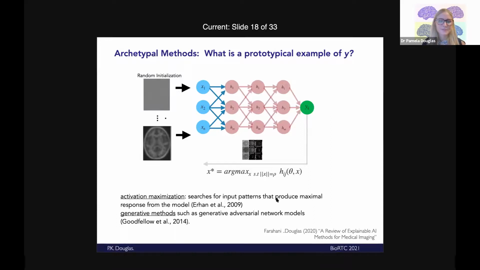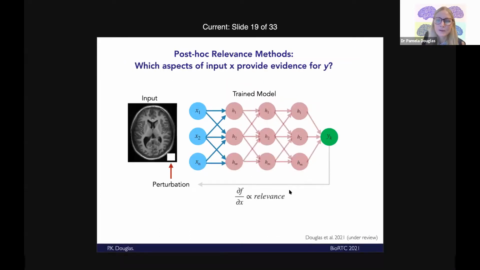So some examples of algorithms that do this or could answer this question are activation maximization, as well as generative methods such as generative adversarial networks, which have about 1 million memes on the internet. So if you just Google GANs, you'll see some very fun examples of how those have been applied to different data sets. But the most common, I think, of these explainable AI methods essentially ask this question.